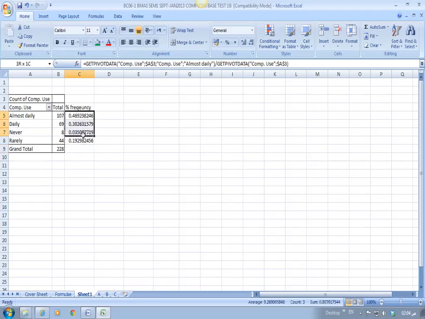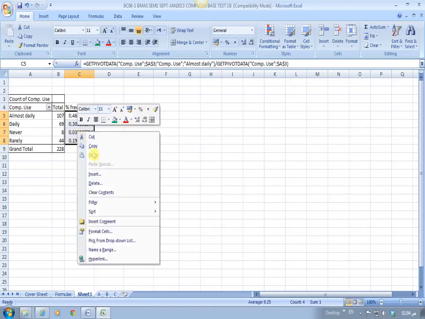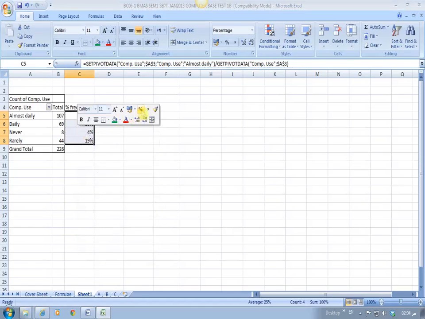You need to change this to percent because the question asks for percent. If you leave it like this, it is relative. So if we want relative, we leave it like that. If we want to make it percent, right click and then change it to percent. You can use at least one decimal place.